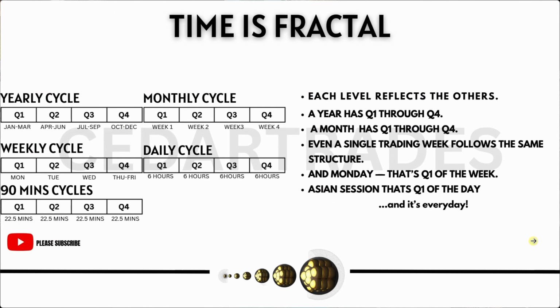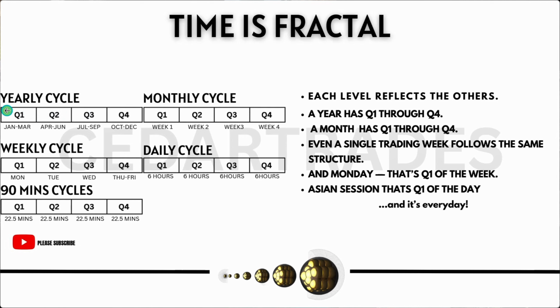Since time is fractal, each level reflects the others, and a year has Q1 through Q4. But this is one full thing. It's a full year. When we end up looking at this, we say 1 year. We don't say a year that had January, March, April, May, June, and a year that had October. We just say it was 1 year when it's complete. Why? Because it's a full cycle.